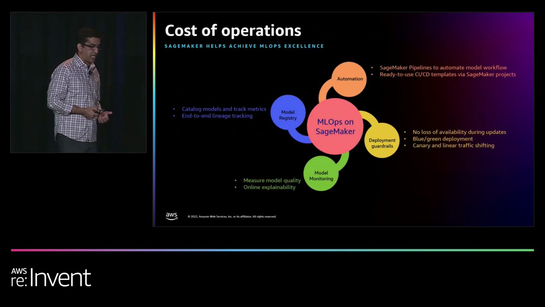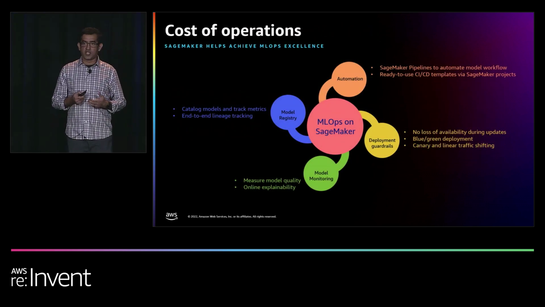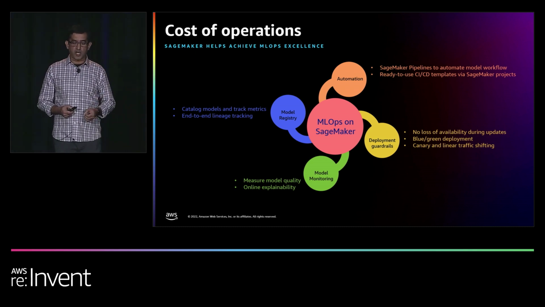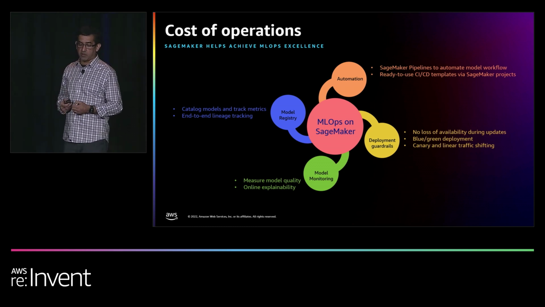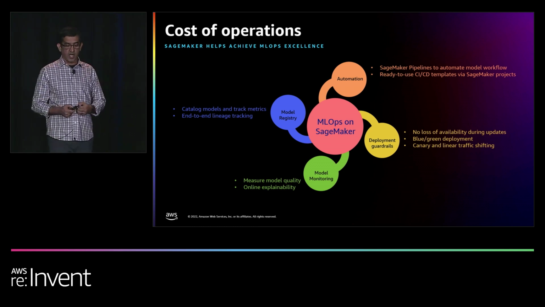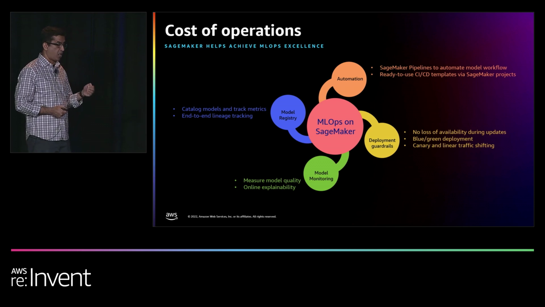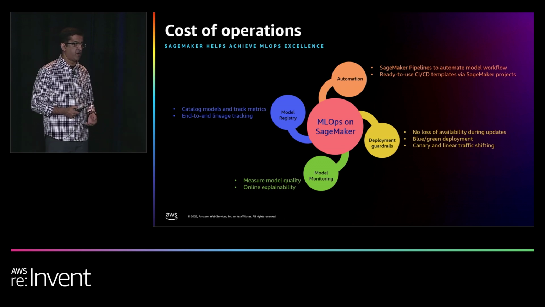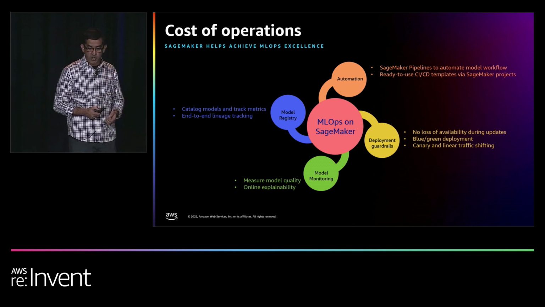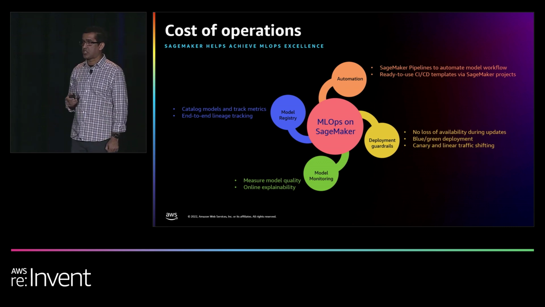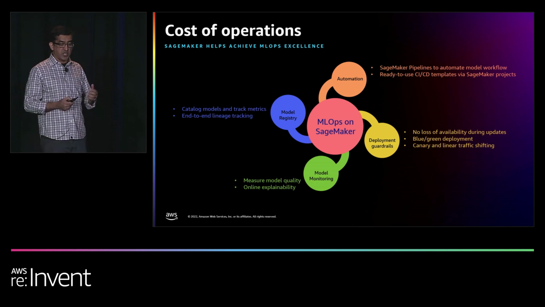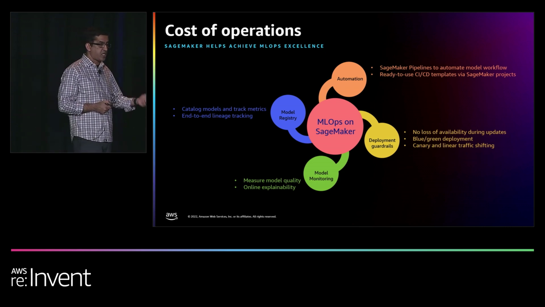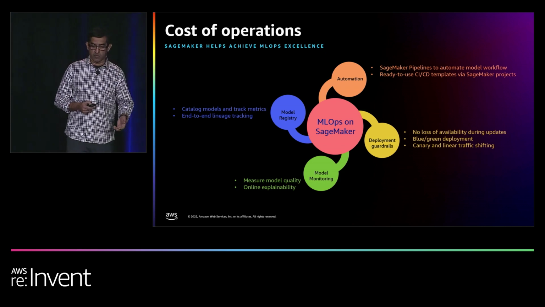But as I mentioned earlier, the bigger cost is the cost of operations. With MLOps tools on SageMaker, you can achieve operational excellence in deploying and managing machine learning models at scale. You can easily automate the model building workflow using SageMaker Pipelines, and you can get ready-to-use CI/CD templates via SageMaker Projects. You can use deployment guardrails to update your endpoints with newly trained models.